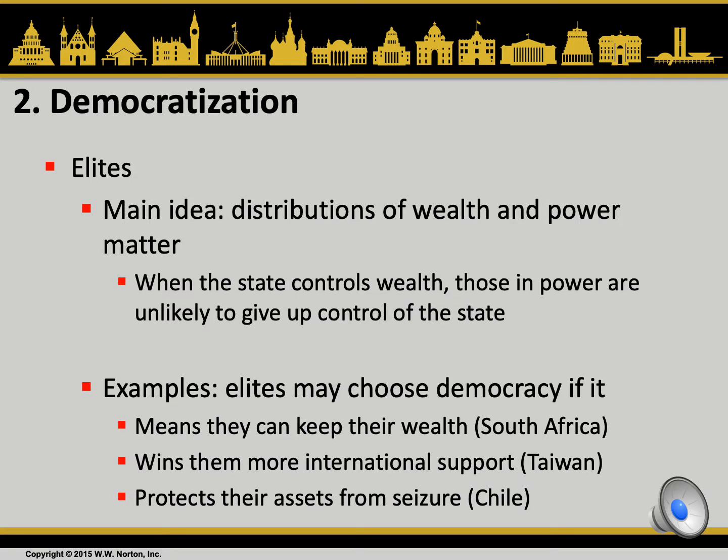Another example is that in a country there may be elites that want to maintain their status and wealth and power, and are not particularly interested in allowing others to control that. So if democracy means that the elite can maintain their wealth, or that the elite can curry favor for international support, or just protects their assets from seizure, then they're more likely to organize in a democratic fashion.